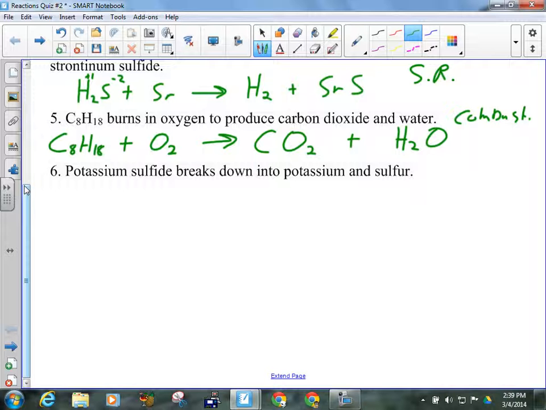Number of carbons. Right, the rule of 2. You have an even number of carbons, you start balancing with a 2. Okay, 2 special rules for balancing combustion reactions. 2 times 8 is 16. So I need a 16 here, balancing alphabetically.